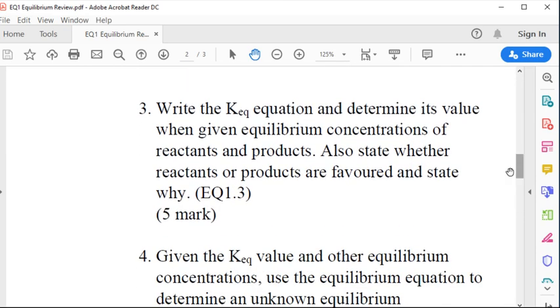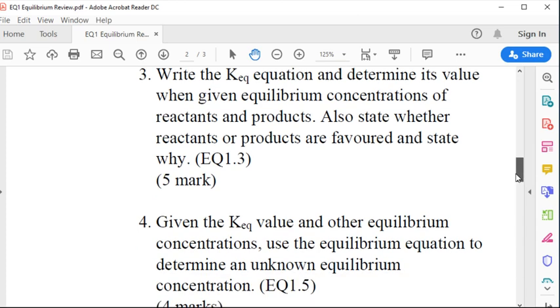Number 3, write the KEQ equation and determine its value when given equilibrium concentrations of reactants and products. So given reactants and products equilibrium values, determine KEQ. And then also state whether the reactants or products are favored and state why. So if you go into EQ 1.3, some of the questions we did there, you'll see how to do that.